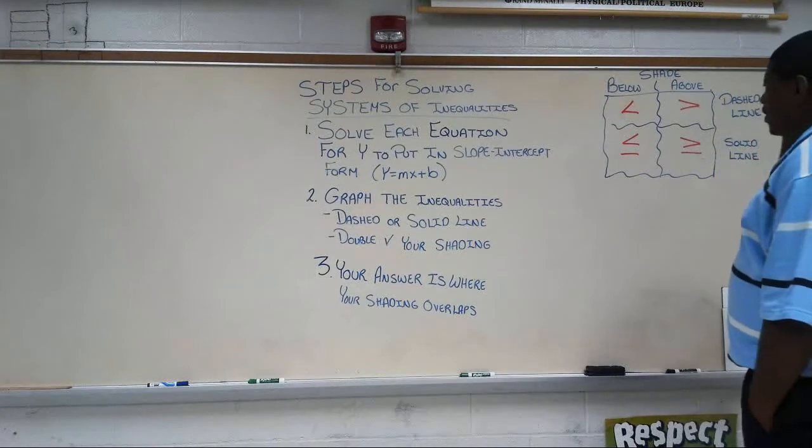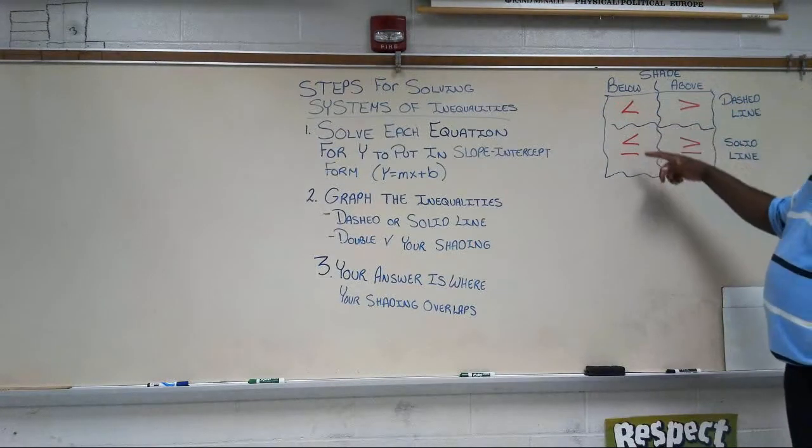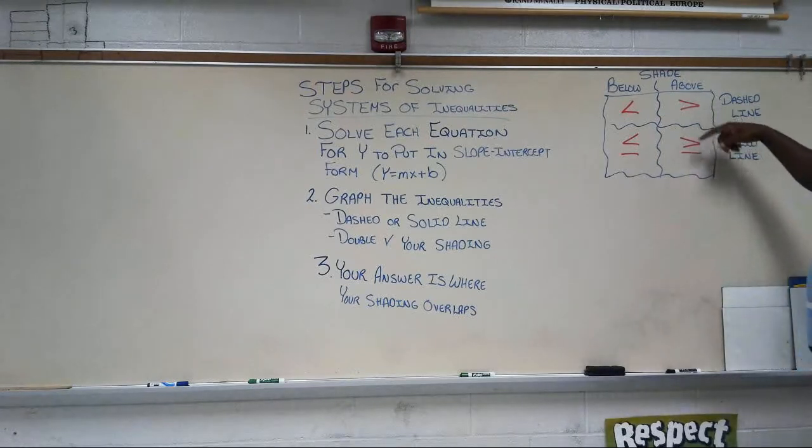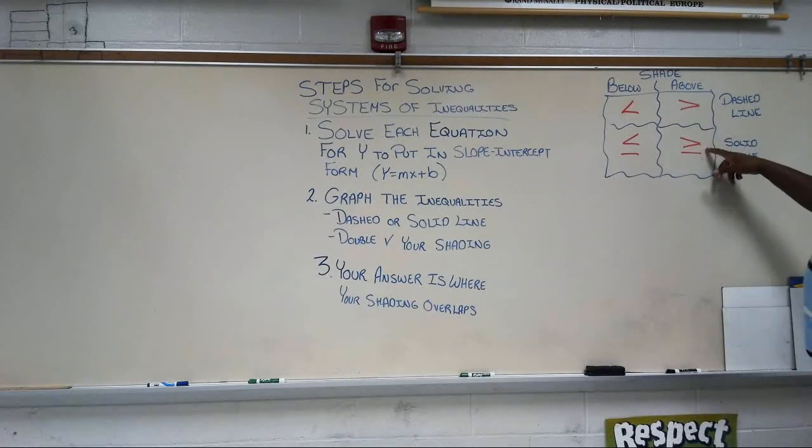Now, in general, we're going to shade below anytime we have less than or equal to. And then we're going to shade above the line anytime that we have greater than or equal to.